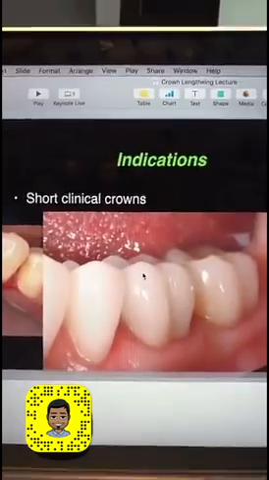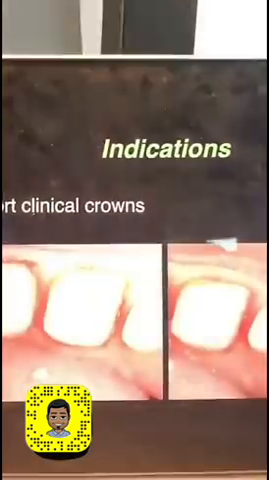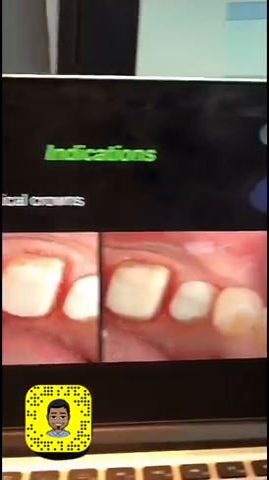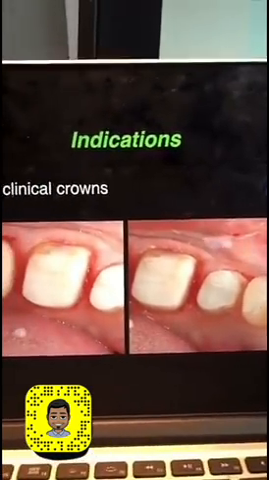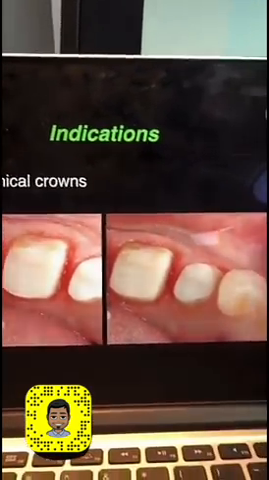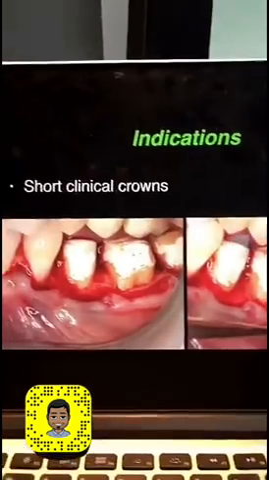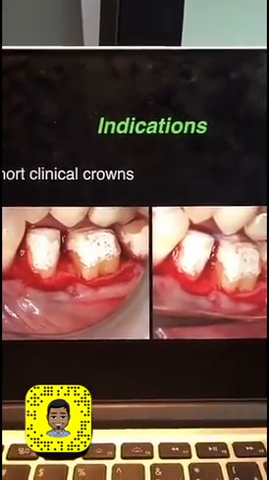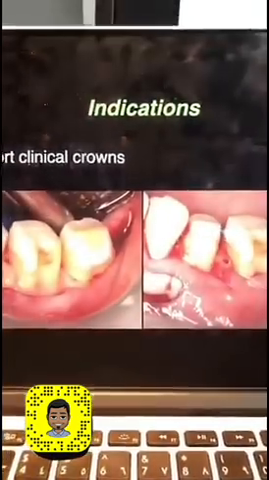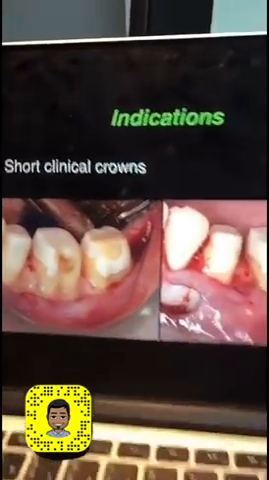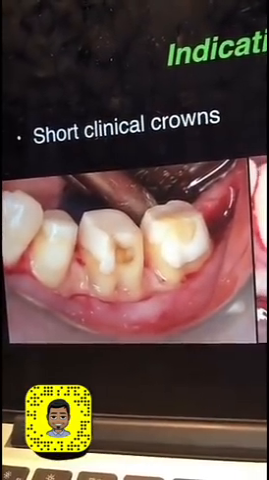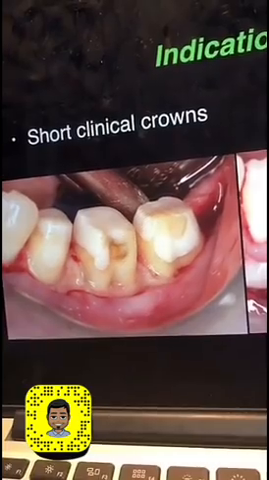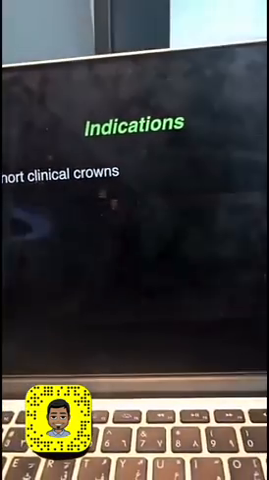Your first indication for an aesthetic crown lengthening is the presence of short clinical crowns, okay? This is a very common thing we do in dentistry. We usually remove the crowns, or if you have sound teeth, we open a flap and we reduce the bone so we can increase the length, okay? And you can see that the positive architecture is maintained and the furcation is not violated at all.